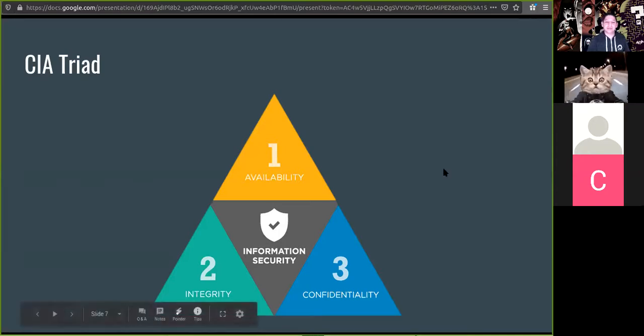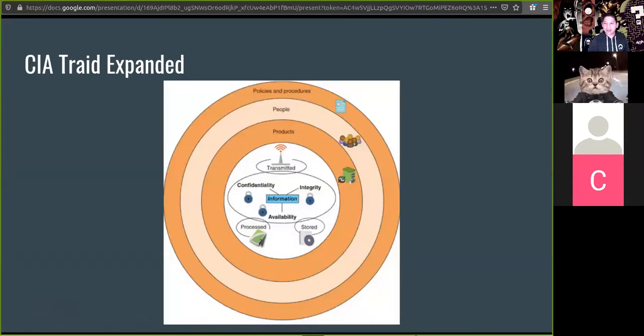Unfortunately, this is not enough. We have to add layers to this because just those three items do not secure our information in today's world. We have to watch for what products do we have that use the information that we're protecting. We have to look at the people, those who are implementing, those who are accessing the data. Are they the right people to use this and process this information? And then lastly, the policies and procedures. What do we have in place?